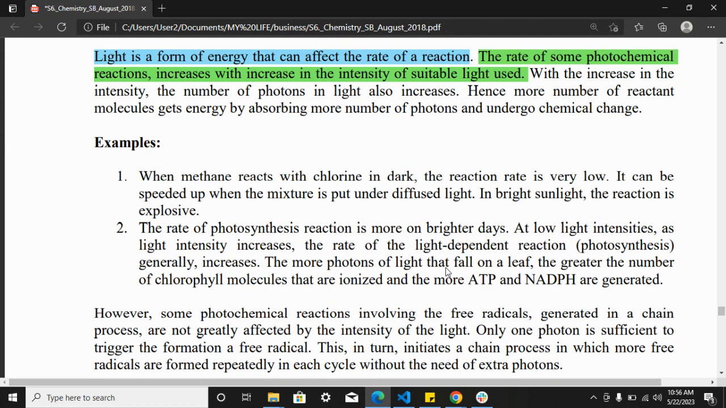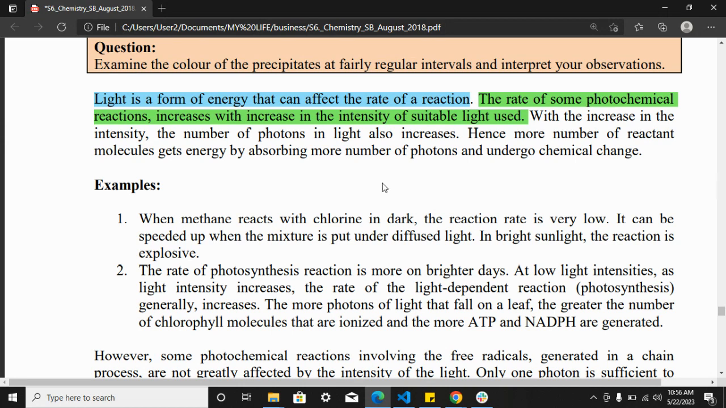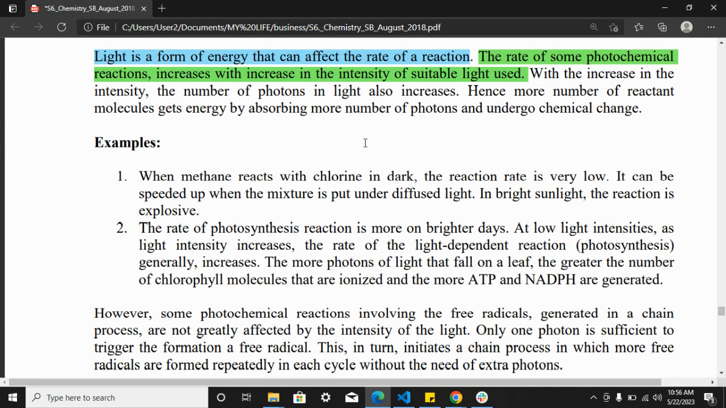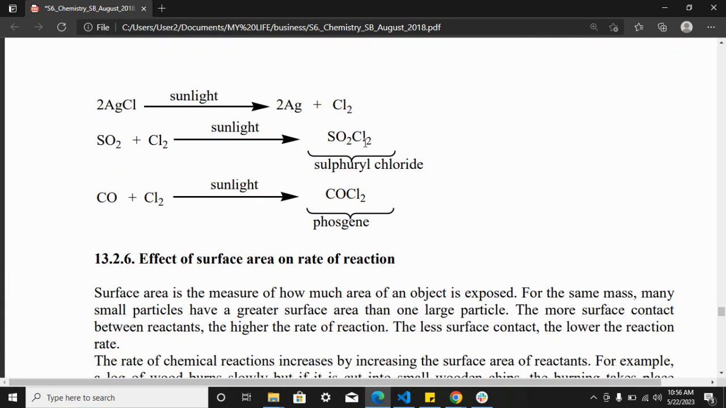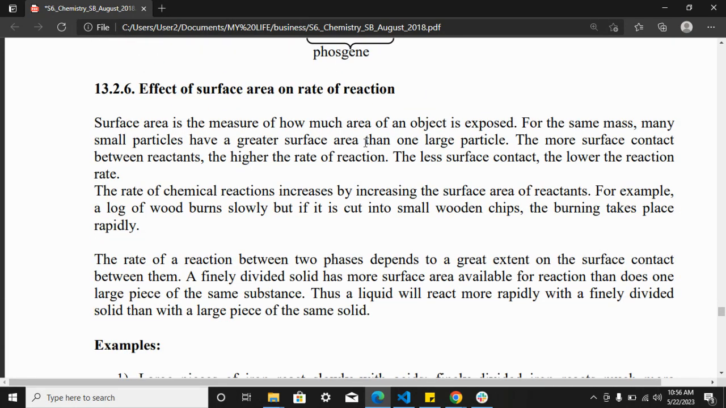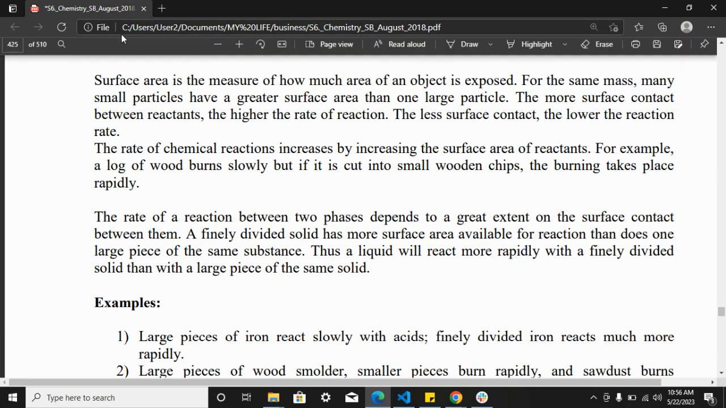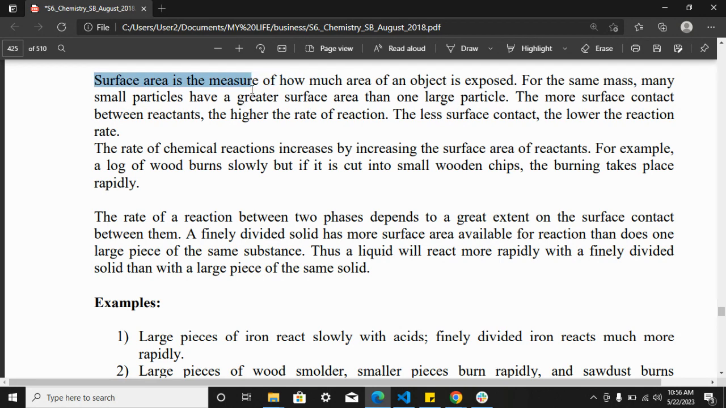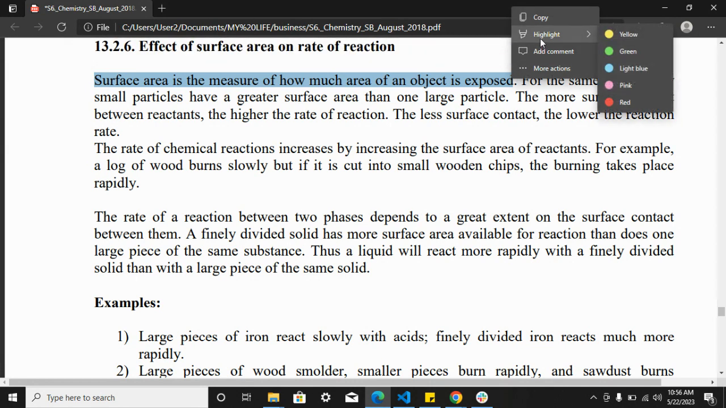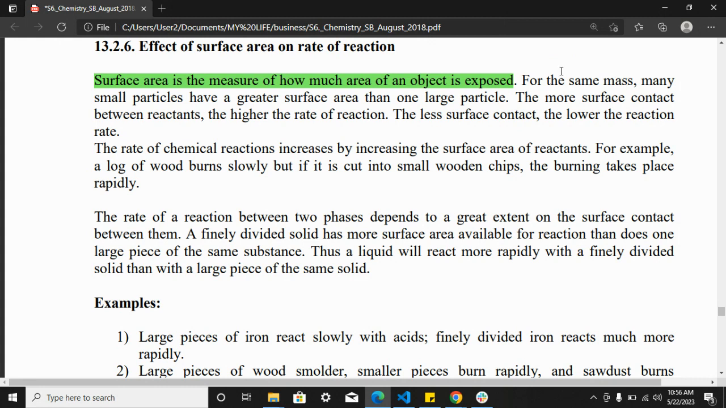What you should know about photochemical reactions is that light increases the rate of a reaction. Next, it's about the effect of surface area on the rate of reaction. Surface area is simply the measure of how much area of an object is exposed. So for the same mass, many small particles have a greater surface area than a very large one.